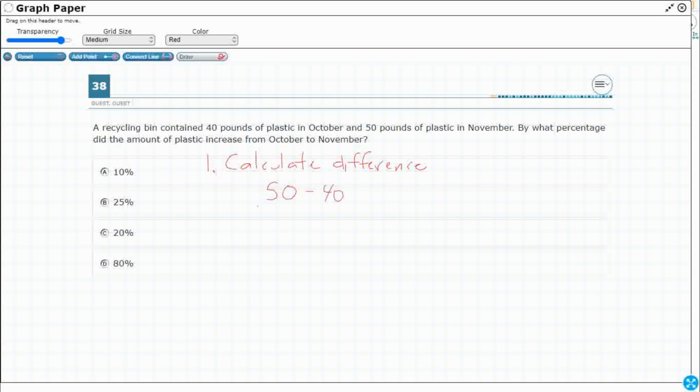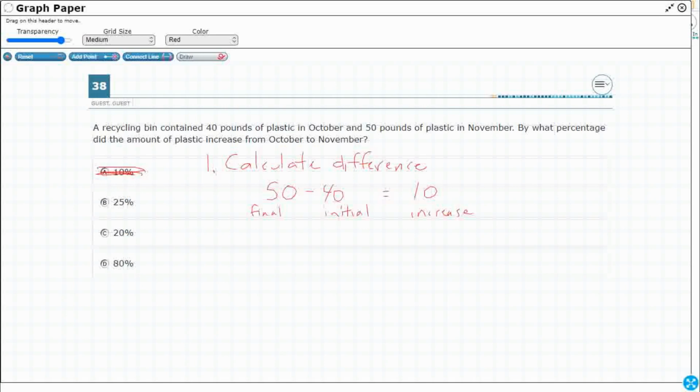So you have your final and you have your initial right there. So it increased by 10. All right, so there's your increase. But that's just the raw number of 10 pounds, not 10%. Doesn't mean that we pick that.